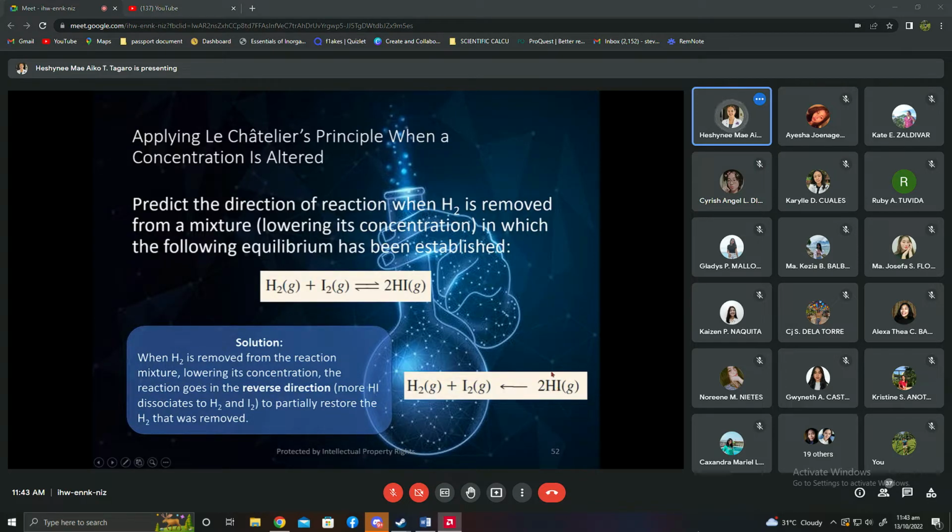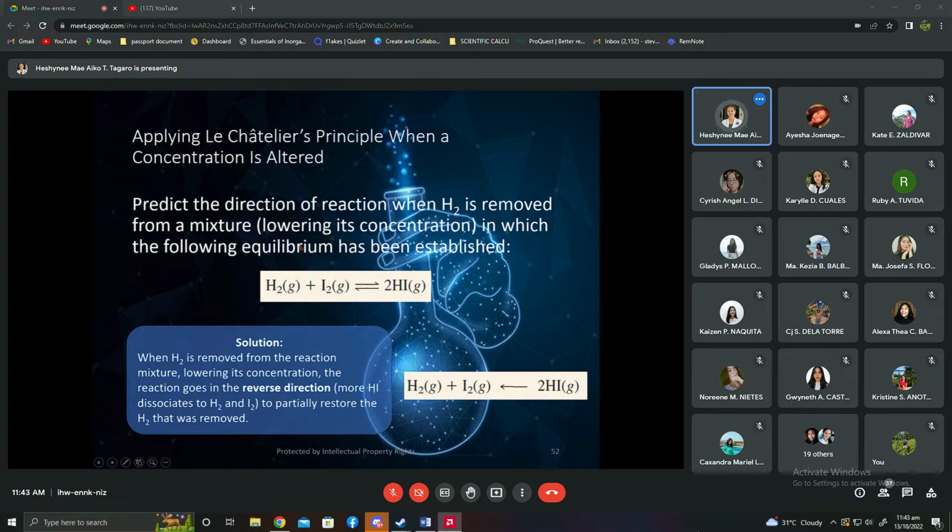So, very good. From right to left, so it's in the reverse direction. Your hydrogen iodide here needs to dissociate back to hydrogen and iodine. The concept is the same, let's say, if you remove iodine: right to left again. Your products need to be converted to the reactant to compensate for the removal of your iodine here.